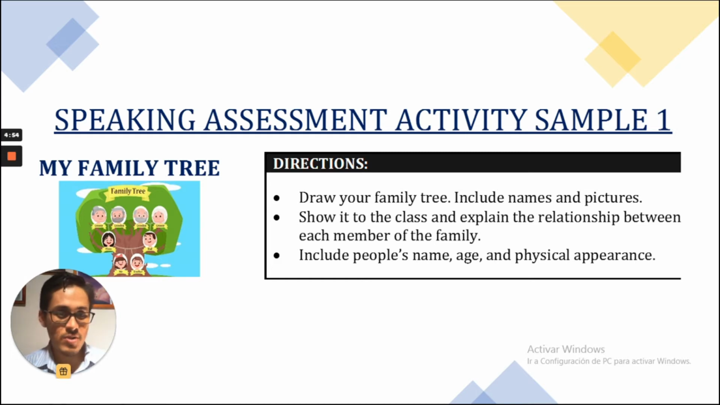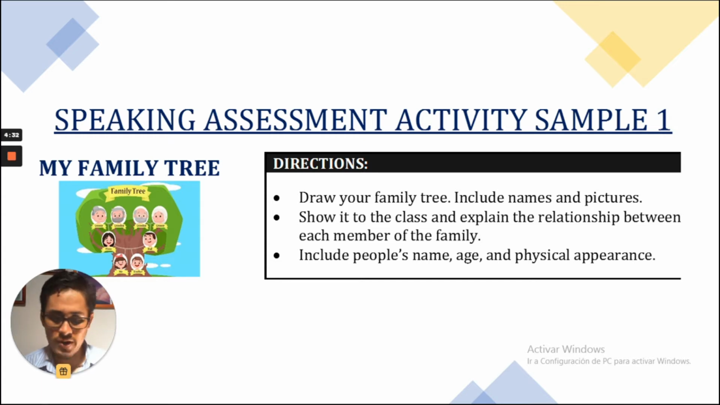To continue with this module, we are going to have a debrief video about the assessment sample activities that you saw in phase number 2. To begin with, let's look at activity number 1, my family tree.